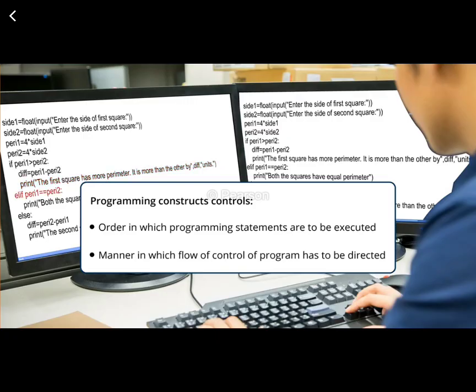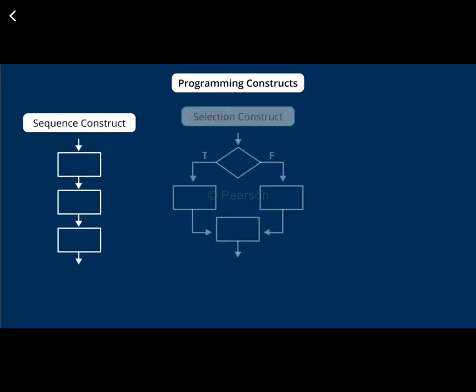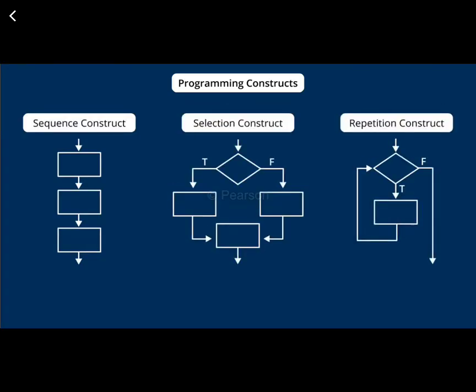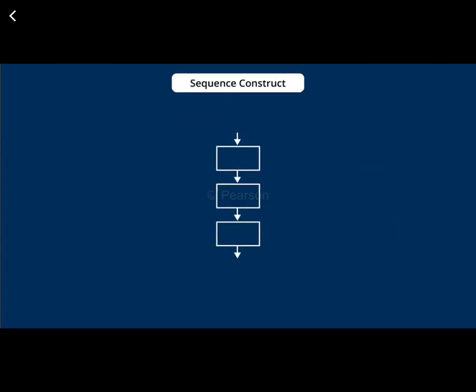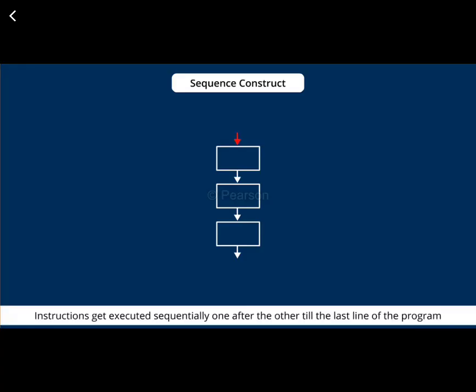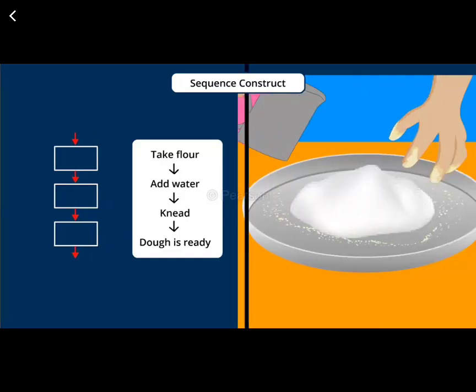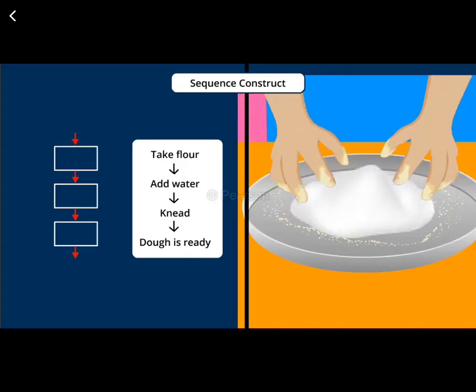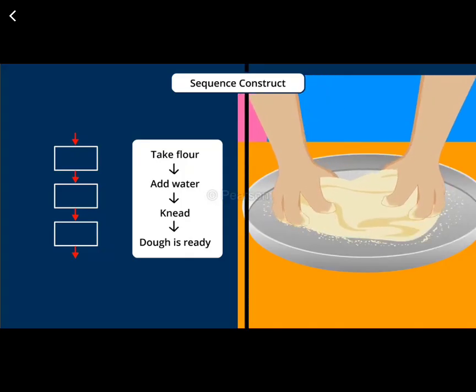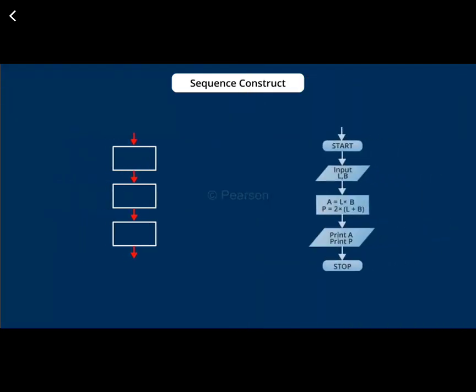Programming constructs can be classified into three types: sequence, selection, and repetition. In sequence construct, the instructions get executed sequentially one after the other till the last line of the program. From our daily life, the steps for kneading a dough resemble sequence construct.